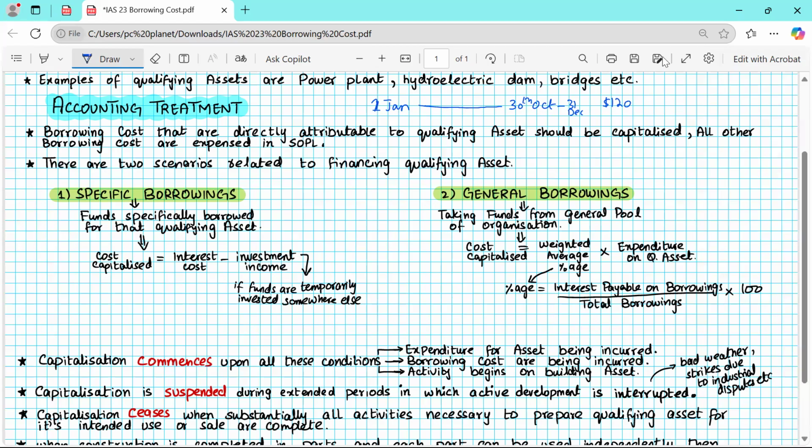So you will do what? You will time apportion the interest cost. 120 is for 12 months. You will calculate for 10 months. That will be 100. Now, this $100, you are going to capitalize that. You are going to make that part of the cost of the asset, and the remaining 20 you are going to put into the statement of profit and loss. Clear? So only directly attributable costs are capitalized.